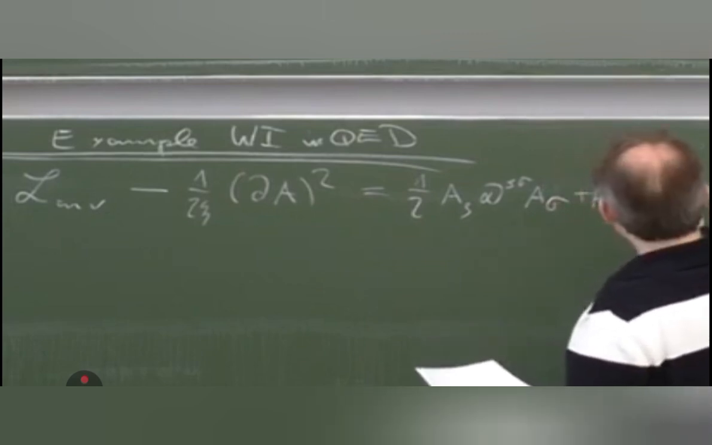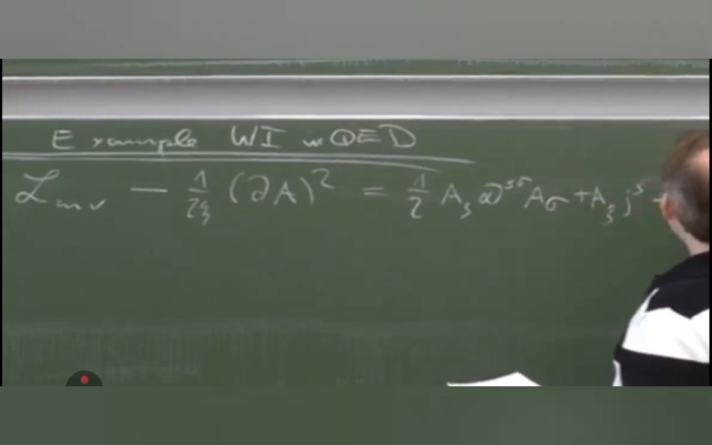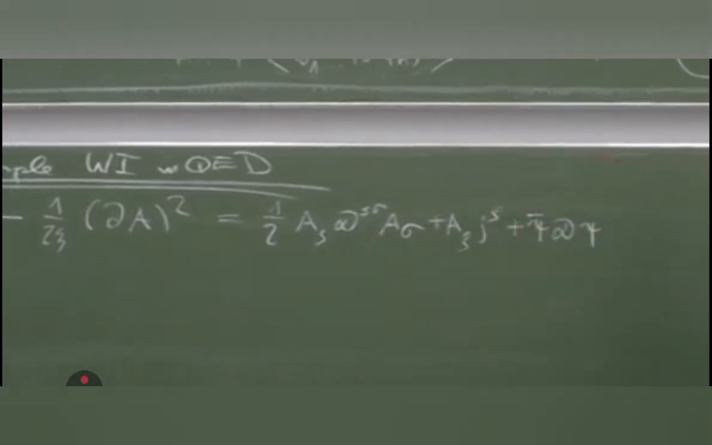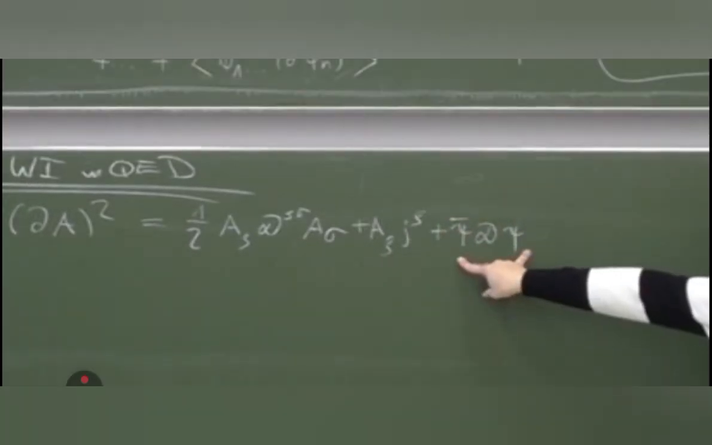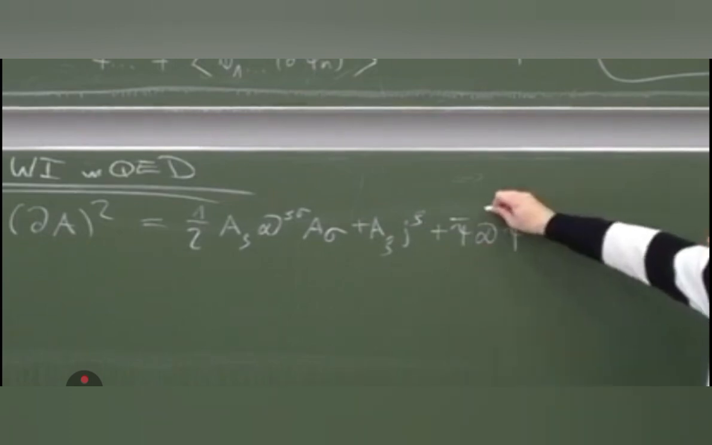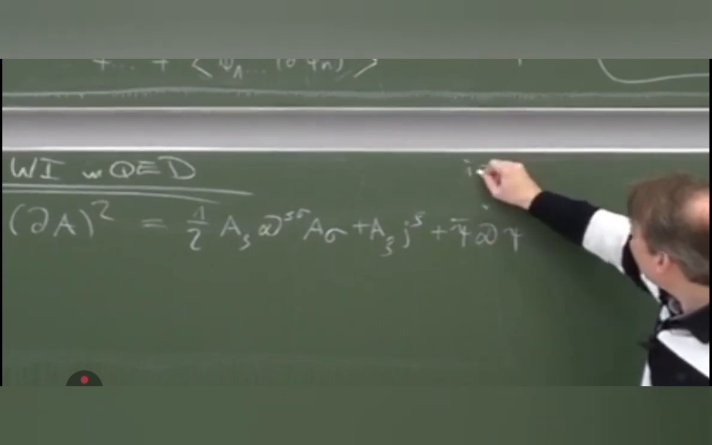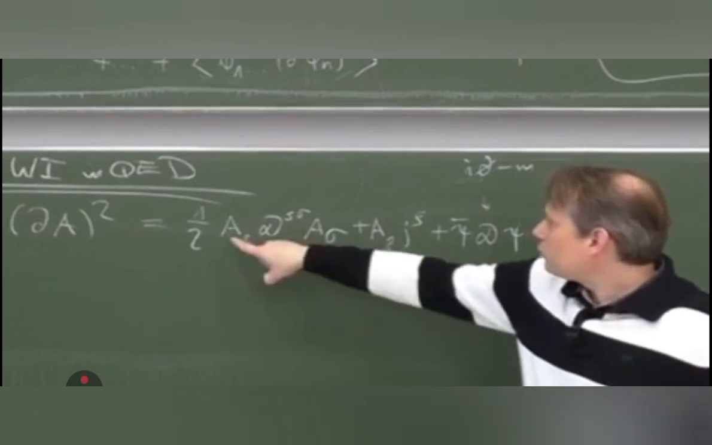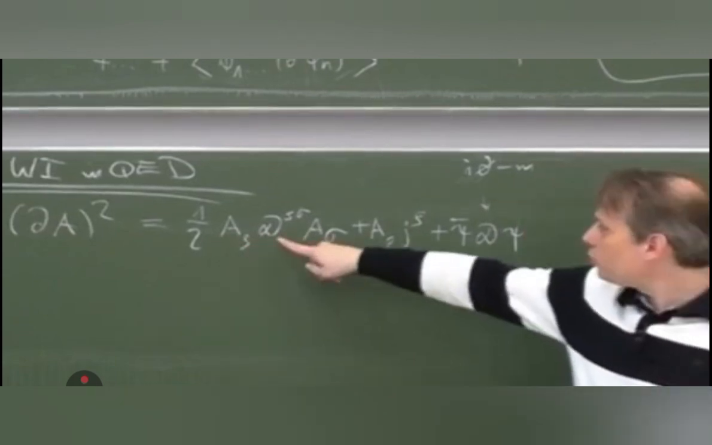Now we also need psi bar D psi. That would be the free part of the electron, the kinetic energy and the mass term for the electron, with some differential operator curly D, which gives rise to the Dirac equation. So that is i d-slash minus m. Then here we have the differential operator for the photon, which includes the gauge fixing. And here we have the interaction. So that is the QED Lagrangian.